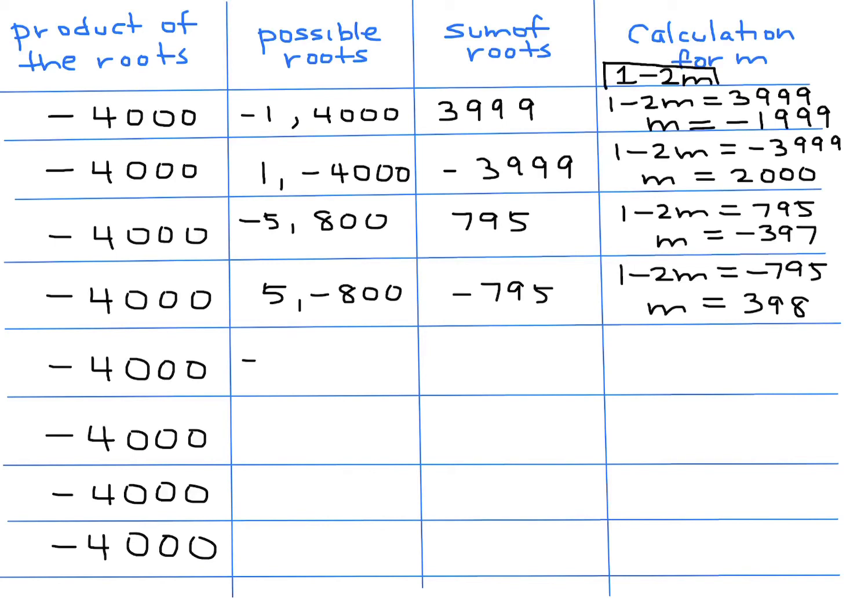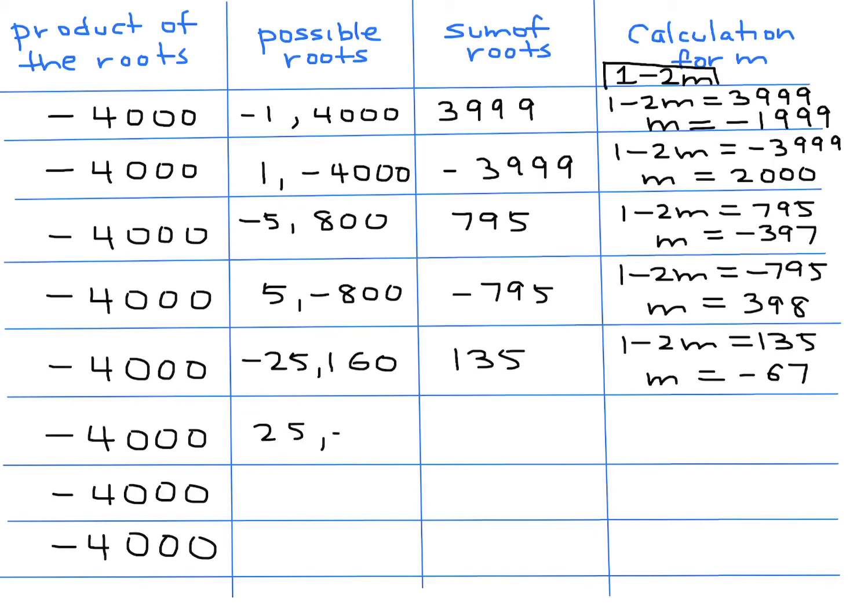And you have to now figure out another one. 25 and 160, that will work. This becomes 135 as the sum. 1 minus 2m is 135, and therefore m is minus 67. 25 and 160 negative, that will work. This becomes 135 negative. 1 minus 2m is negative 135, and m solves to positive 68.